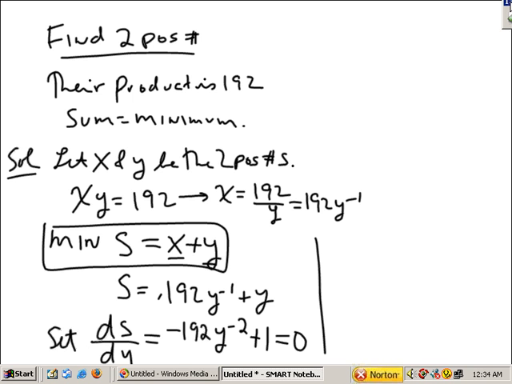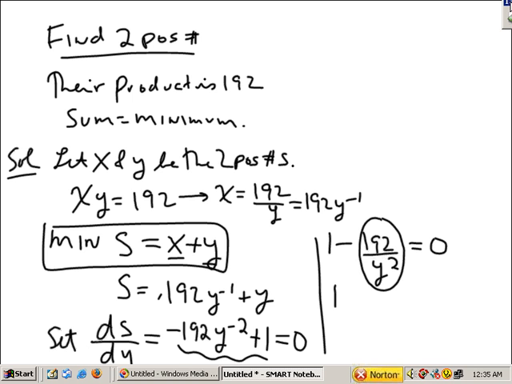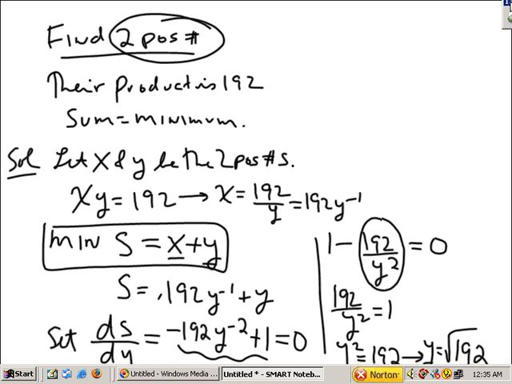Okay, so what we have is, this here is the same as 1 minus 192y to the negative 2 equals 0. But y to the negative 2 I'll put in the bottom. I hope it's very clear that that must be 1. 1 take away 1 is 0. 192 over y squared must be 1. Well then, y squared must be 192, which means y is equal to the square root of 192. The reason I didn't write minus was because I was told that y is positive.